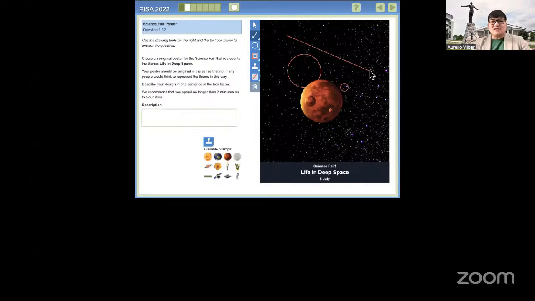So, you have 7 minutes and then you will write. This poster aims to, okay, describe daw the poster. The poster represents, anong klaseng life? The possibility of living in the deep space. Anong sabi niya? Your poster should be original. Describe your design in one sentence.